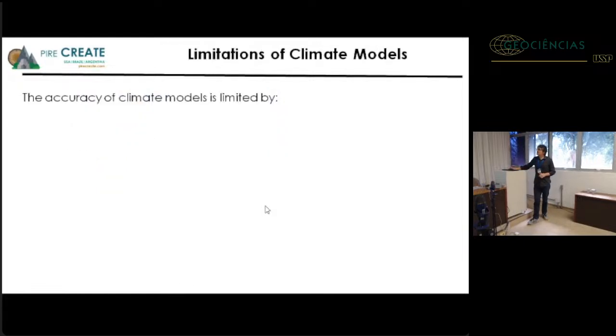Now, because of this and all these assumptions that I've gone through, there are some limitations to climate models. Grid resolution is one. We would like to have very high resolution models, but the more you increase the resolution, the more sluggish your model will become, the longer it will take to run, and it's expensive.